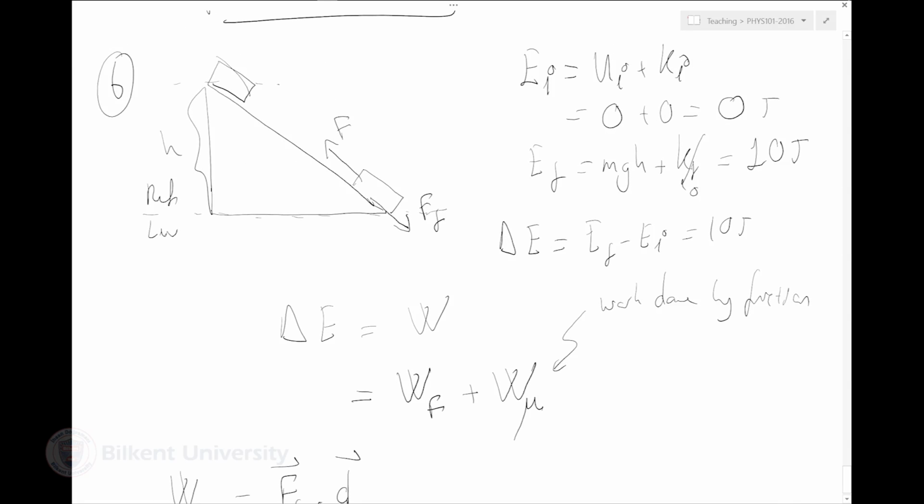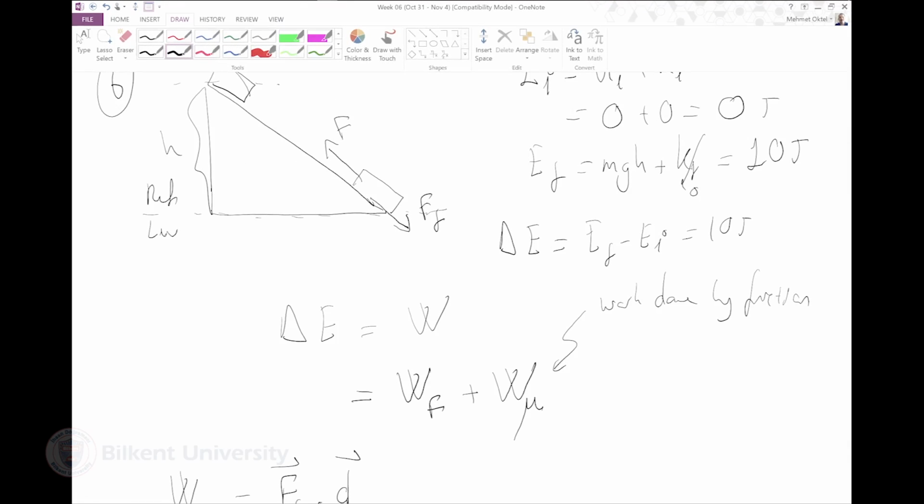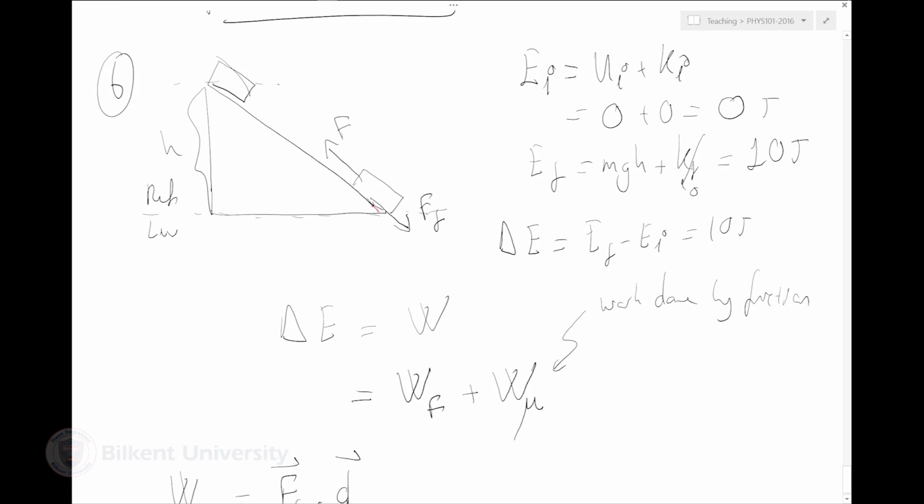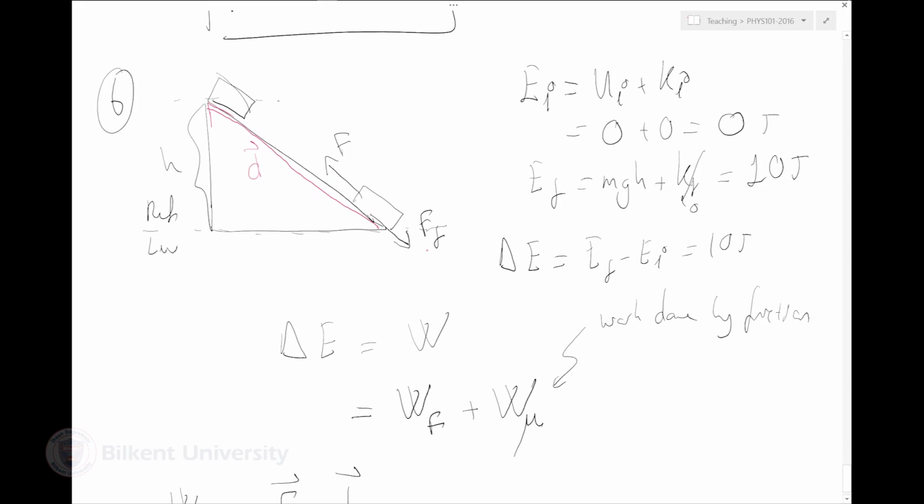So what's the D vector? D vector is here. That's my D vector. What's the friction force direction? It's going to be left. What's the magnitude of friction force? It must be mu times N. N is my normal force.